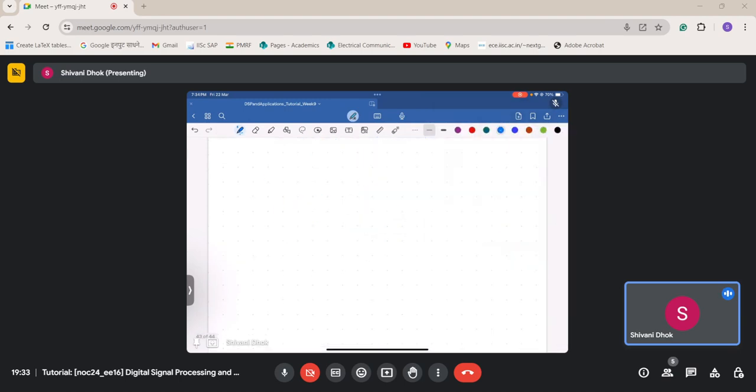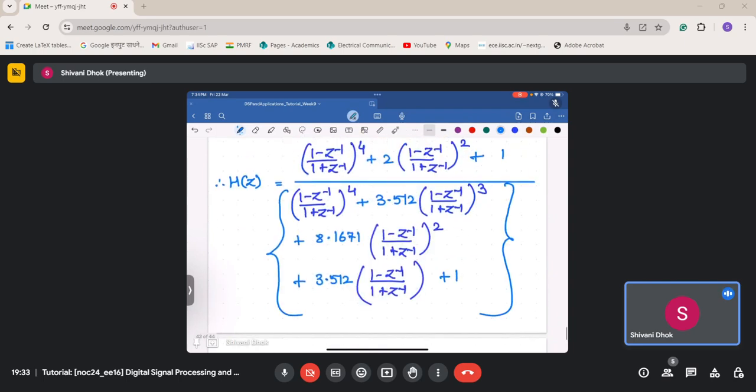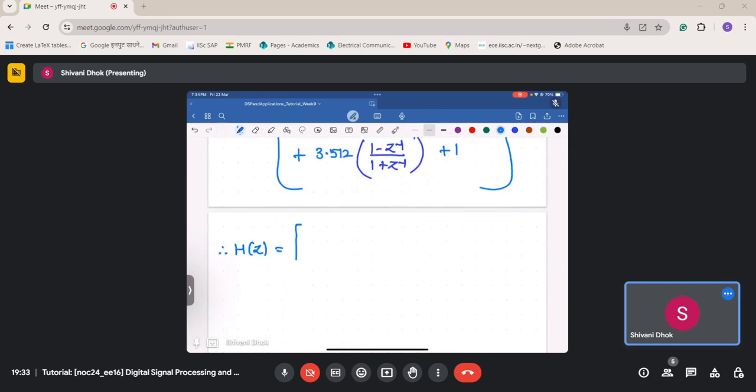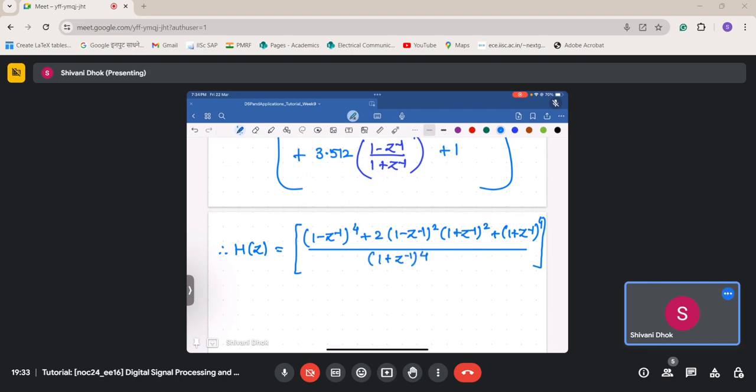Let us try to simplify it a little bit. We won't simplify it to its final answer. So therefore this H of Z is equal to, if we look at the numerator, we can write this as 1 minus Z inverse to the power 4 plus 2 times 1 minus Z inverse square into 1 plus Z inverse square plus 1 plus Z inverse to the power 4, whole divided by 1 plus Z inverse to the power 4.